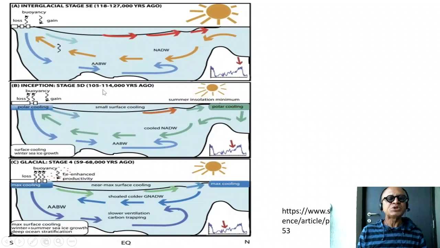During the inception stage, about 105 to 114,000 years ago, you would have started the polar cooling in both hemispheres, and you would have started perturbing the formation of the deep water and the circulation a little bit. But in the middle of the glacial period, 59 to 68,000 years ago, you would have had significant impact on the deep water formation here. Okay, so this is what we saw before.